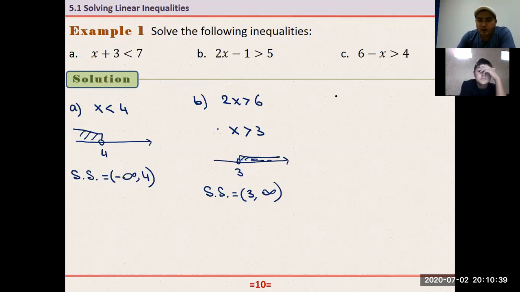How about C? 6 minus x is greater than 4. I should take this 6 to the right hand side first. So we have negative x is greater than 4 minus 6, which is equal to negative 2. Now, how can I eliminate this negative here?